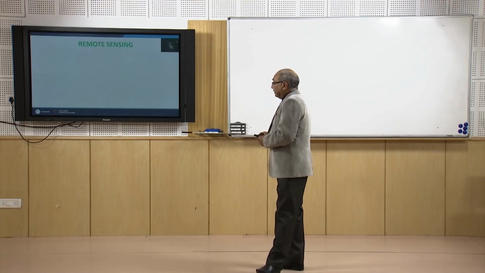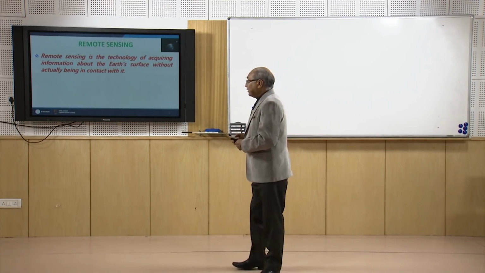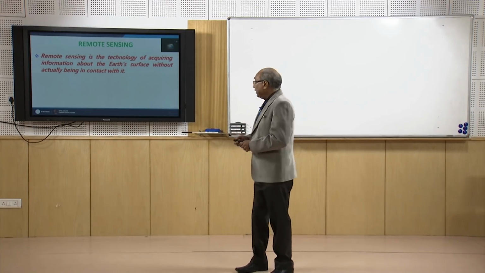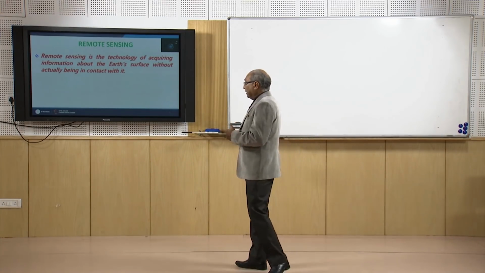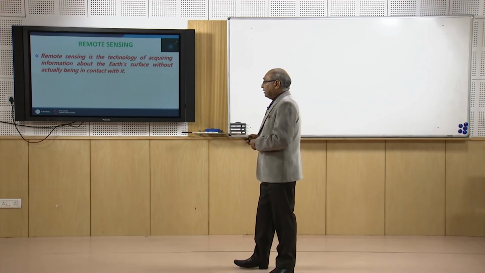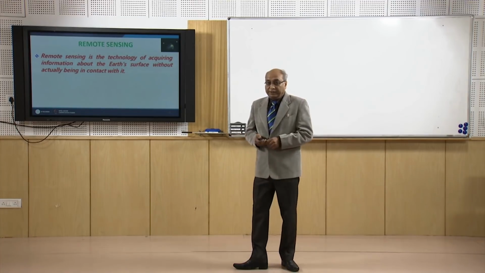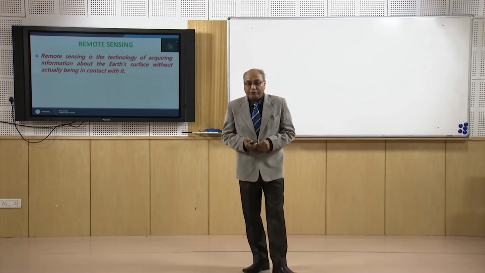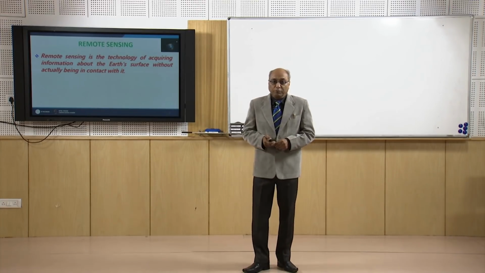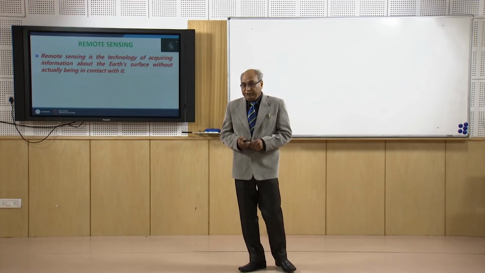So first we will see what remote sensing technology basically is. If we go by the definition, it is acquiring information or data about the Earth's surface without actually being in contact with it. And the best example of remote sensing is our eyes. We see many things we observe through our eyes without even touching them.